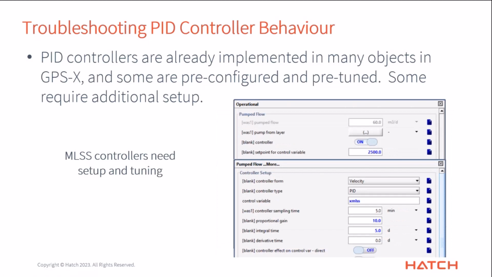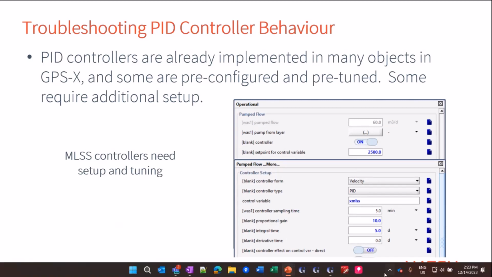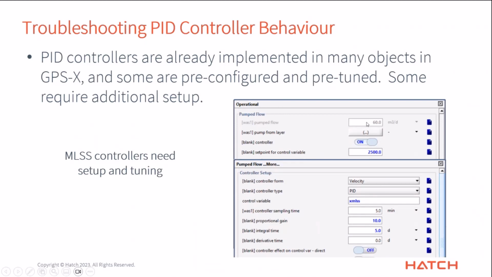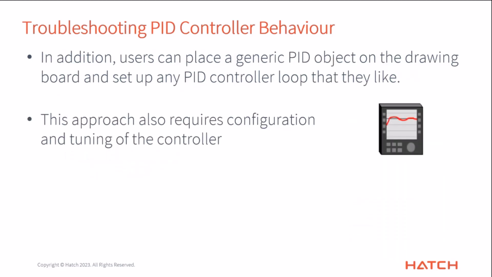Some other controllers that are built into our menus are there for you to use. They're built into the pump connection point, but we don't know exactly ahead of time what it is that you would like to control. So in those cases, you have to open up the menu, specify the thing that you're trying to control, specify some details around that, and also tune it. For example, an MLSS controller would need to be set up with the appropriate names and also tuned properly.